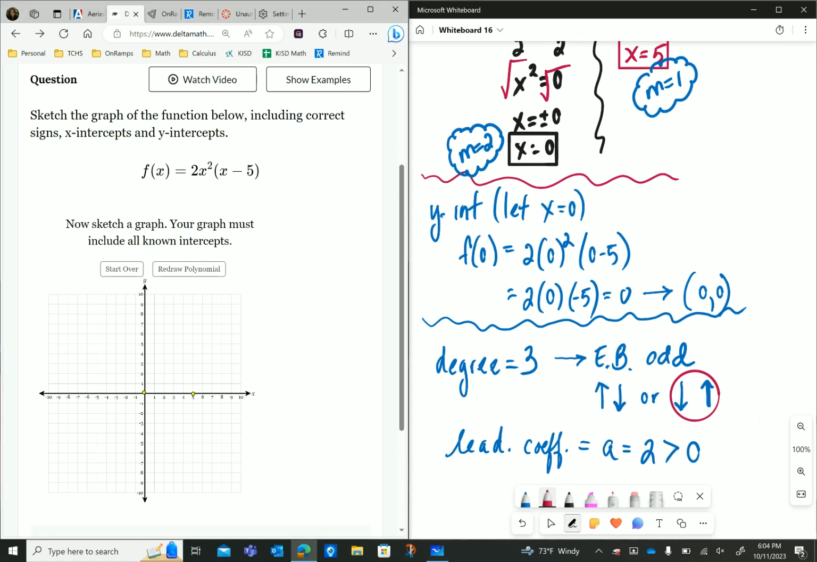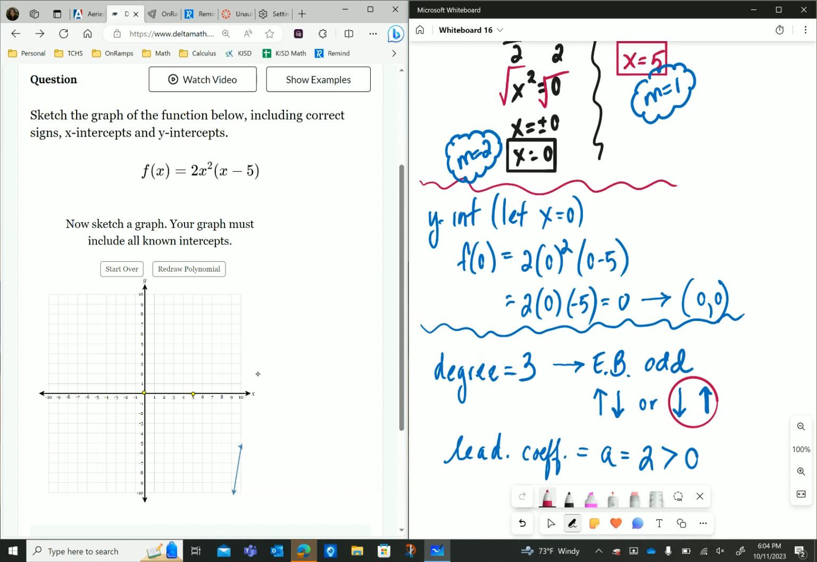I'm going to hit done plotting, and I'm going to start drawing. Okay? Now, because it has a multiplicity of 2 at 0, it has to have a bounce. So I'm going to start here at the bottom, come up, and bounce right there. And then I'm going to go straight through that graph. Whoops, I need to redraw.